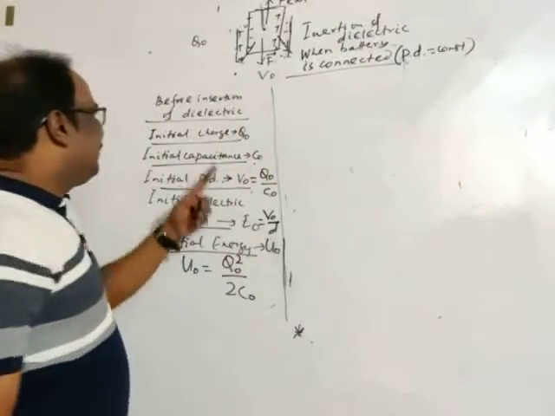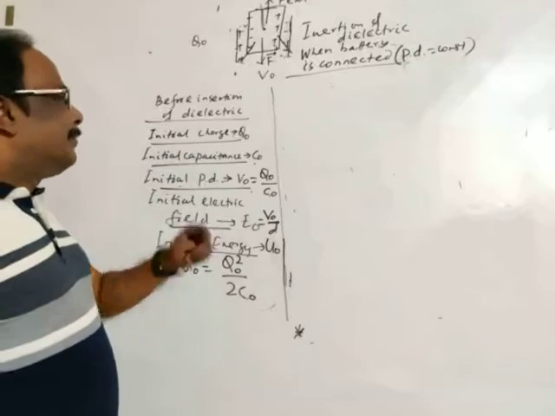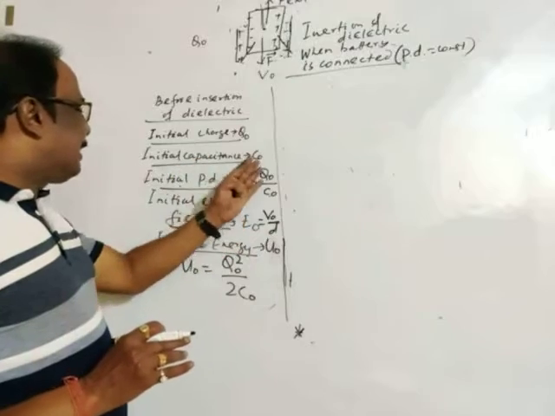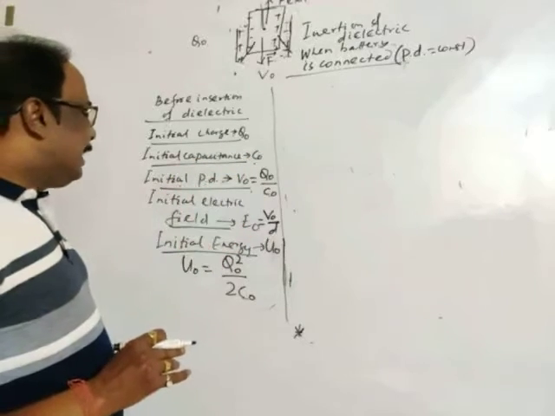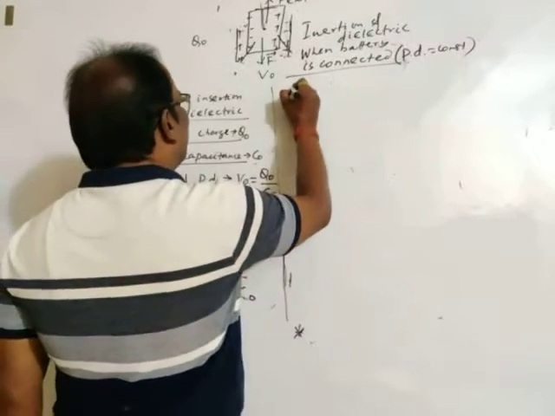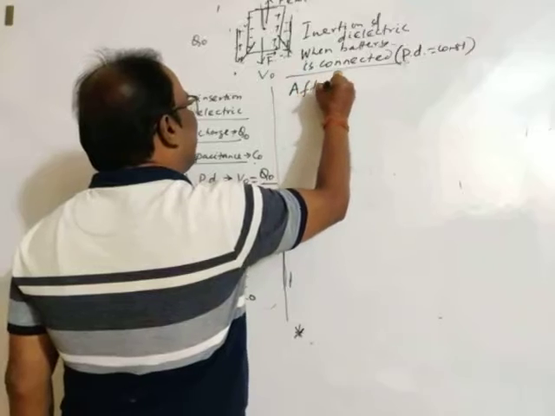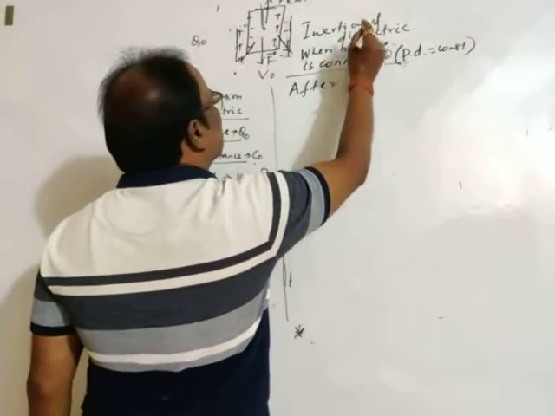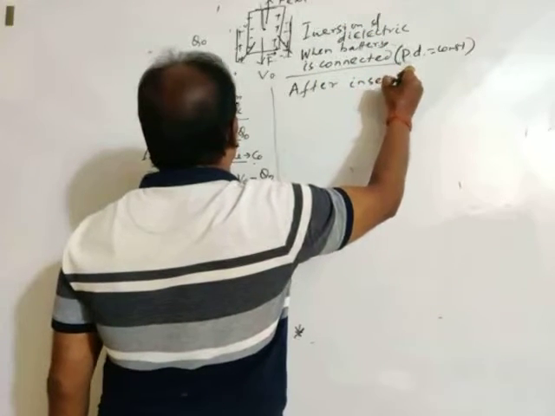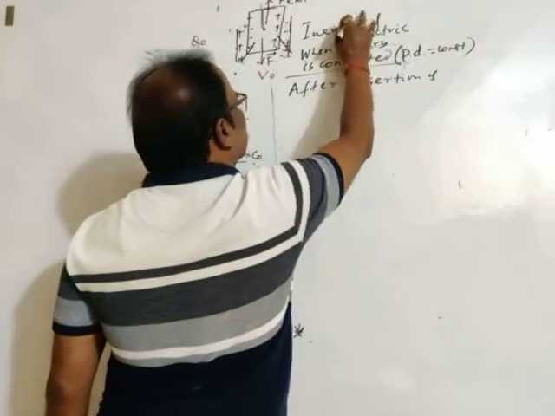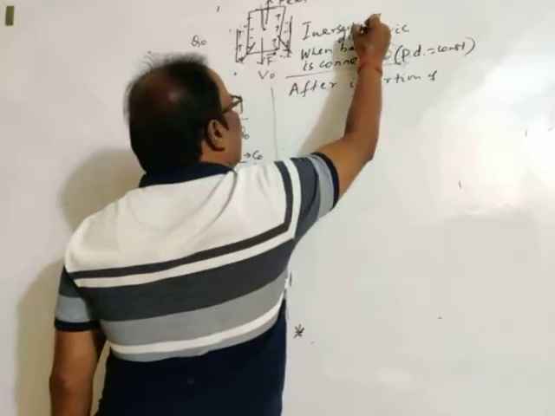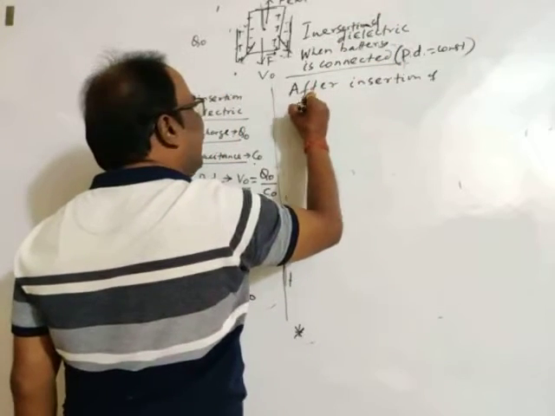Then we have already taken the initial conditions. The battery is connected. Charge is Q naught, capacitance is C naught, potential difference V naught, electric field E naught, and energy U naught. Then after insertion of dielectric.